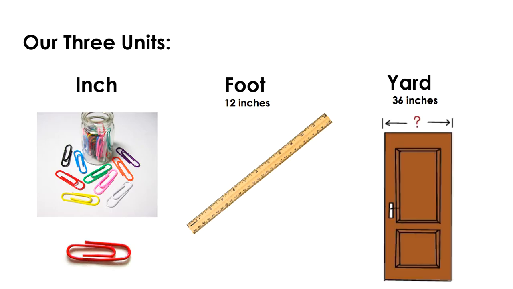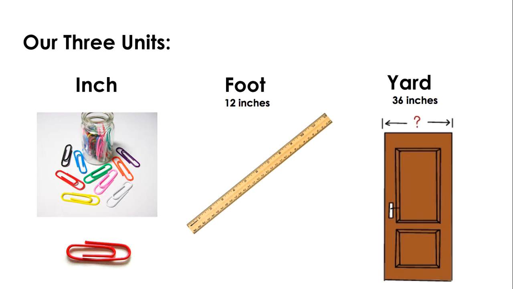Lastly, there's our biggest unit, which is the yard. A yard is 36 inches long. If you look at how big a foot is, 12 inches, and how big a yard is, 36 inches, 3 feet, 12 plus 12 plus 12, equal 36 inches. So 3 feet is the same as 1 yard, or 36 inches.